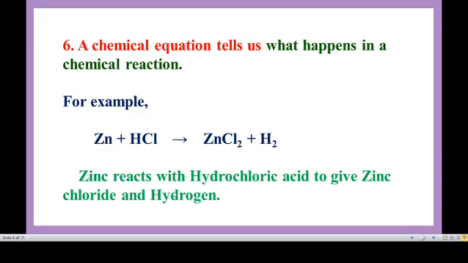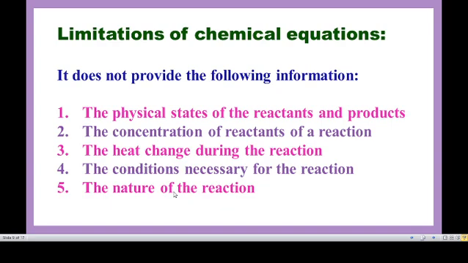Okay, children. Now we are going to learn the limitations of chemical equations. These are some of the information that is not provided by a chemical equation. Number one, the physical states of the reactants and products are not provided. Number two, the concentration of the reactants is not given. The heat change during the reaction is also not indicated, the conditions necessary for the reaction are not informed, and the nature of the reaction is not provided. So this is the information that is not given by a chemical equation.